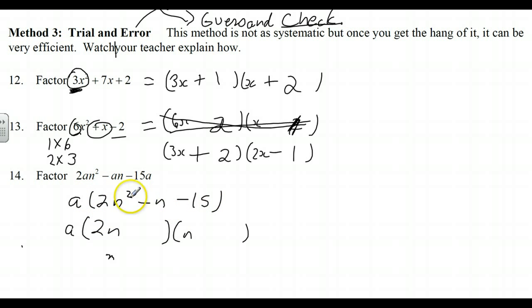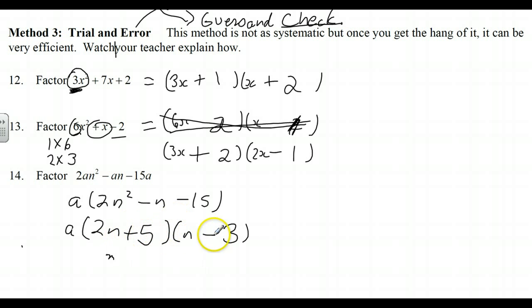And if I put the 3 here, I'm going to get a 6. And I put the 5 here, I'm going to get a 5. I want minus 6 plus 5, right? I know these are opposite signs because I've got negative 15. So 2n squared minus 6n plus 5n minus 15.